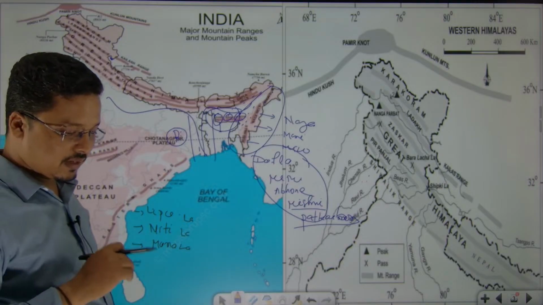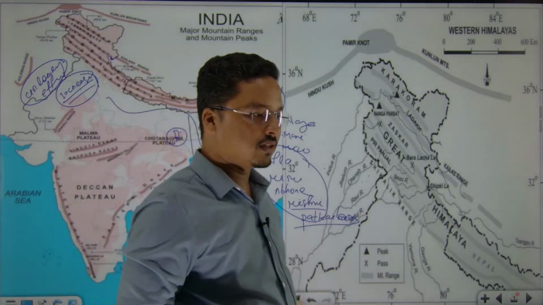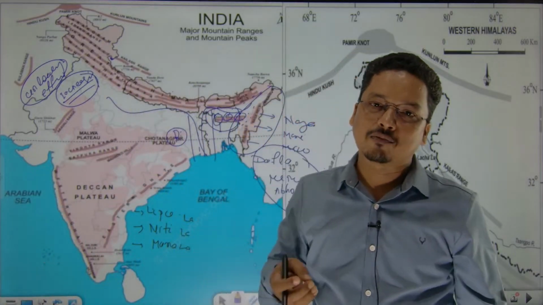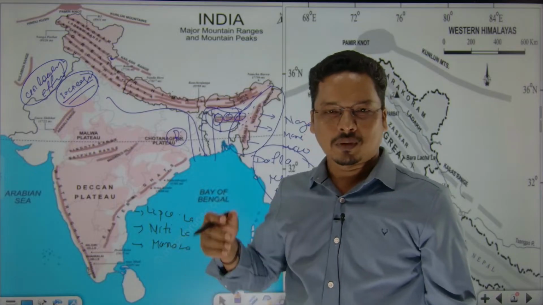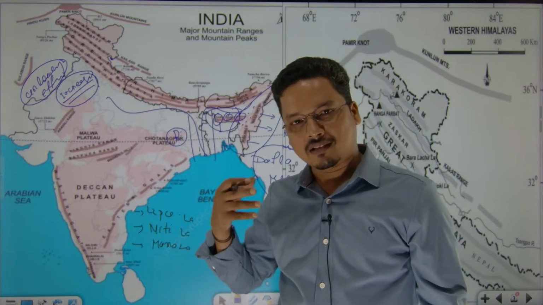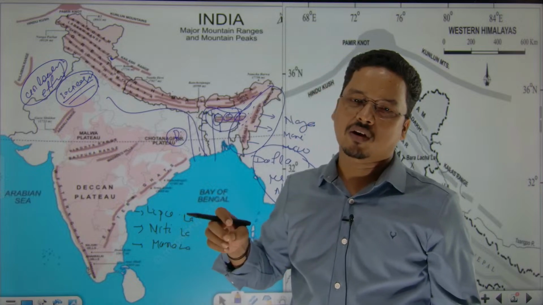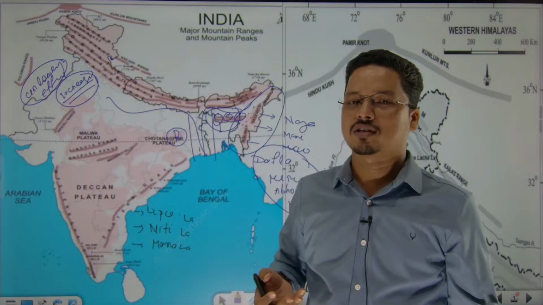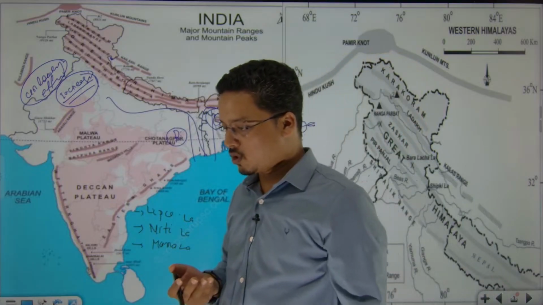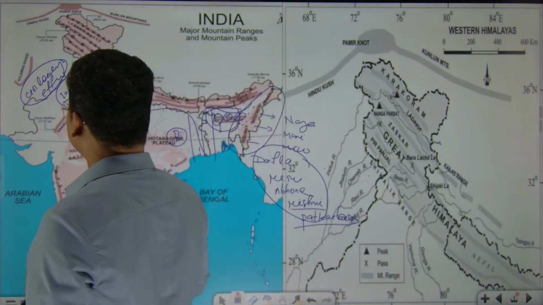Next, if somebody asks you, just comment for me, which type of rock is dominating the Himalaya, whether it's a primary rock, a secondary rock, or a tertiary rock? Which rock is dominating the Himalayan system? You can comment. So that would be the tertiary rock.